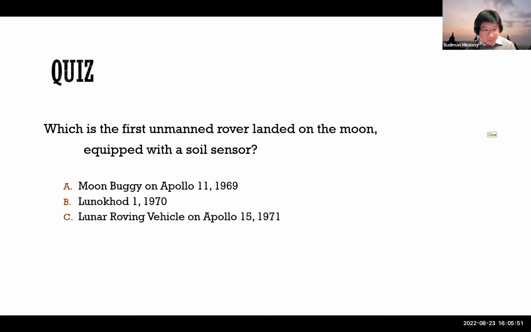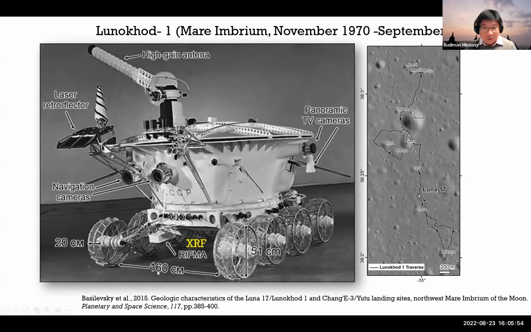So the answer is the one with the cool name. It's a Lunokhod, a Soviet Union moon rover, if you call it. This is 1970, and it only had a lifetime of less than a year. It is equipped with an instrument called a RIFMA, which is an X-ray fluorescent. So people had been thinking already back in those days.